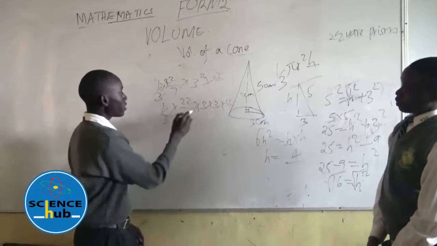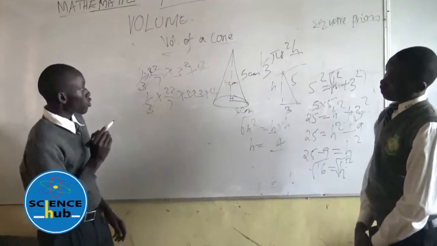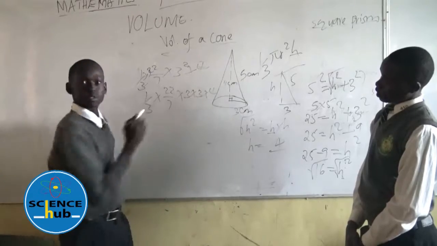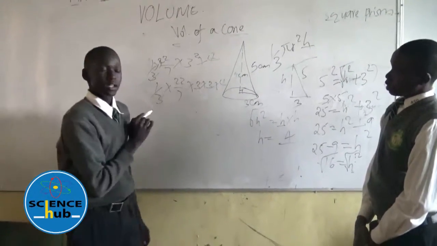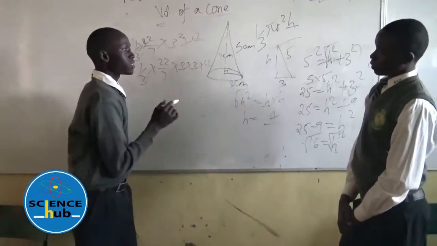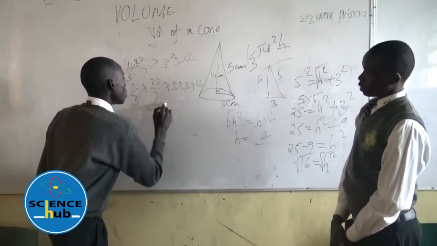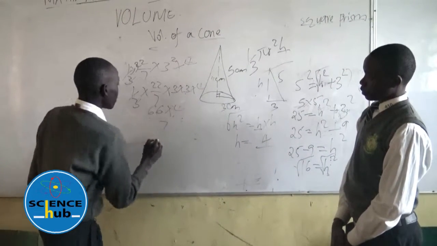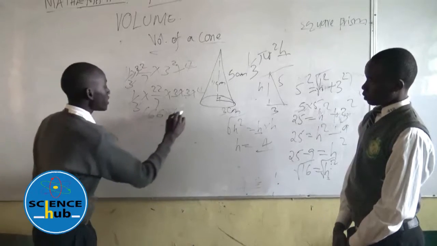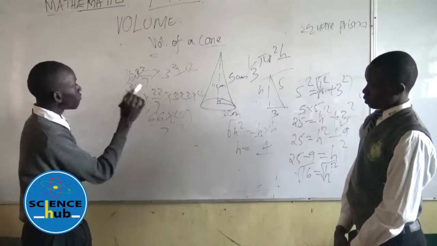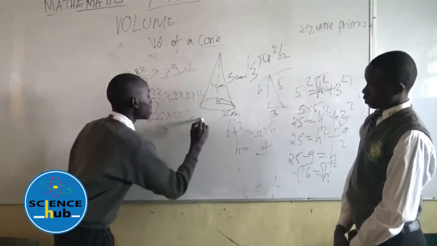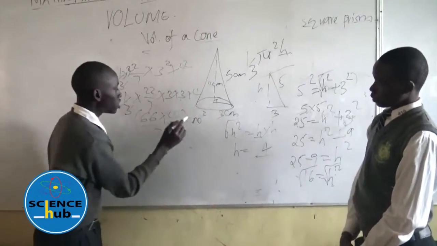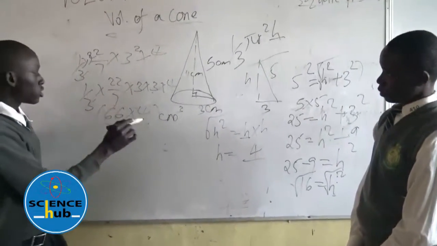So, the 3 cancels. So it is 22 times 3 times 4. 22 times 3 is 66. 66 multiplied by 4, divided by 7. If you do this, you're going to get the volume of this cone in centimeters cubed. Remember, you need to put your answer in centimeters cubed.